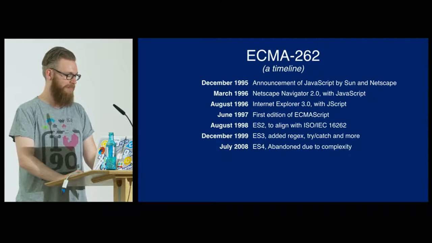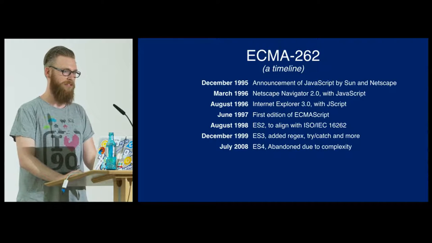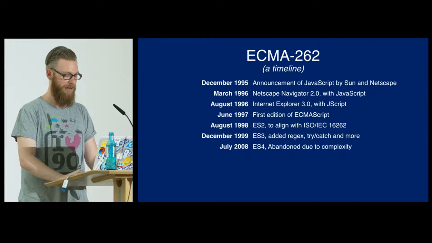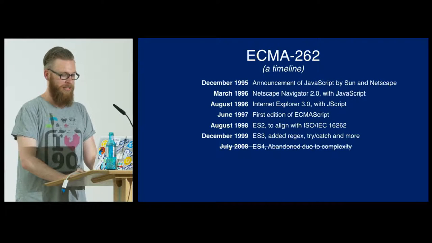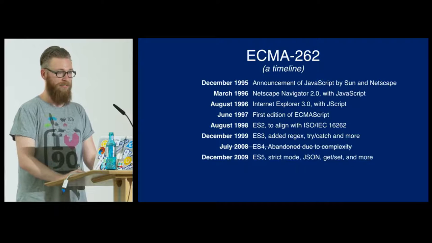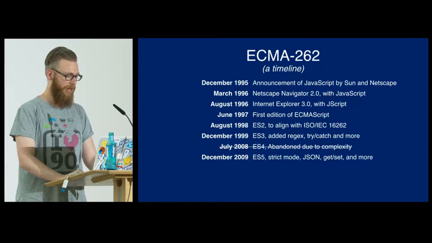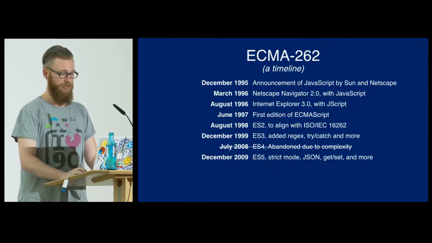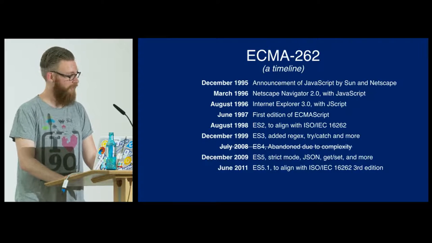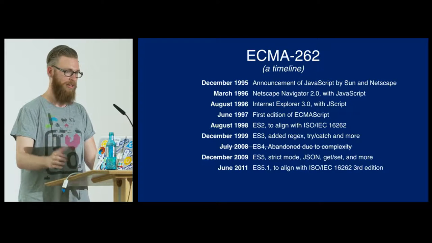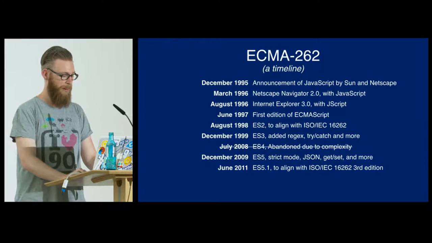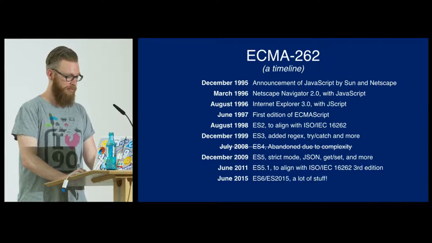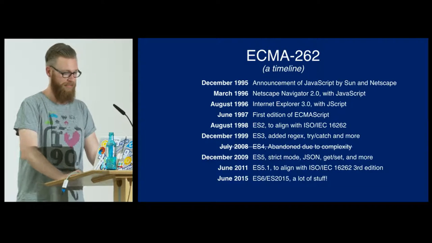The browsers evolved, the web evolved, and they wanted to add a lot of new features, but browsers couldn't implement everything, so they abandoned it. A year later, ES5 came out, which had fewer features. So we went from 3 to 5, which is OK. The next version is probably 6? No, it's not. It was ES5.1, and again, to align with the ISO specifications. And then 4 years later, ES6 came out.